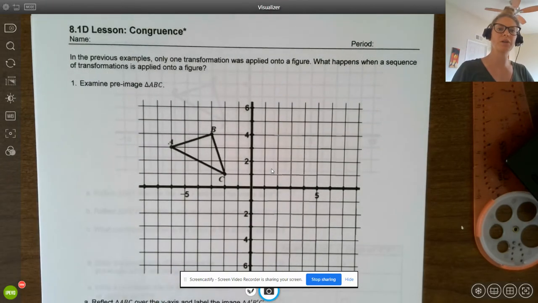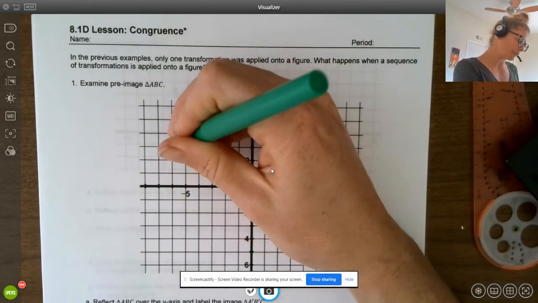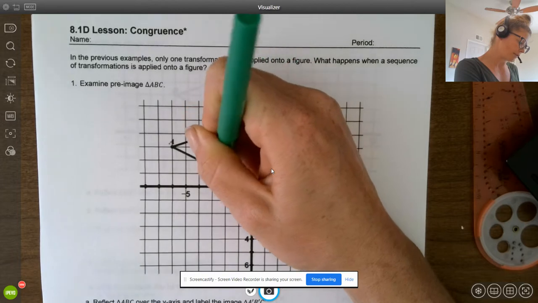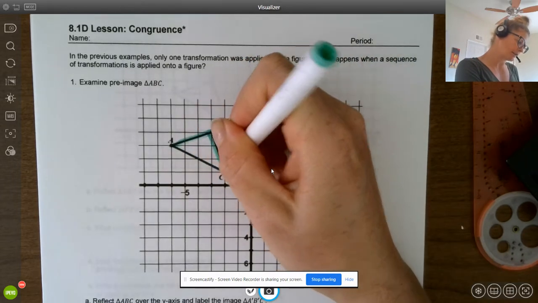In the previous examples, only one transformation was applied onto a figure. What happens when a sequence of transformations is applied onto a figure? If you finished that extension from the previous lessons, you maybe performed multiple transformations, but this is the first time in a lesson. So we're going to examine, this is our pre-image. Can't really see that, so we'll try it with this one.